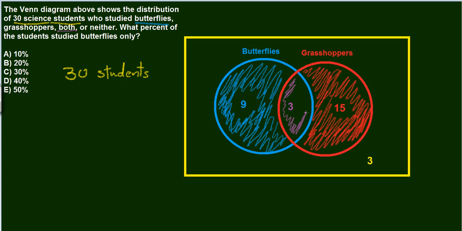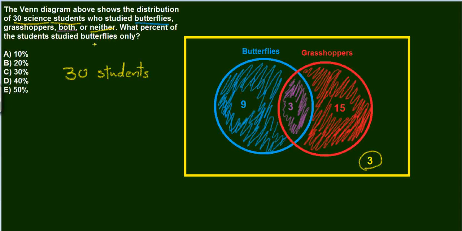So the overlap between these two circles in the Venn diagram, or neither. So there are some kids out there who didn't study butterflies, grasshoppers, or some mix between them. They've focused on something else that's not as good as a butterfly or grasshopper. Alright, and that's this little 3 right here. I'm not going to shade in the whole box.